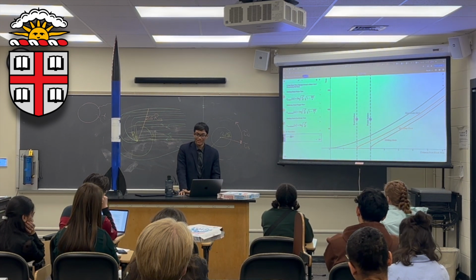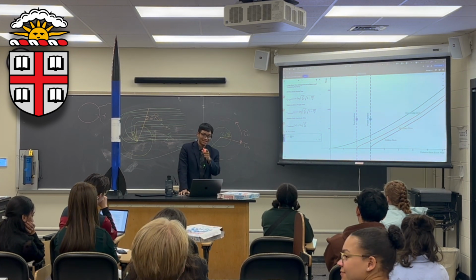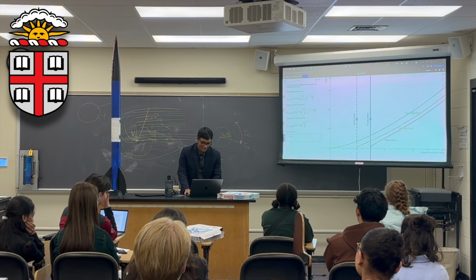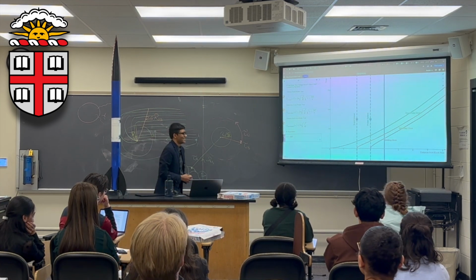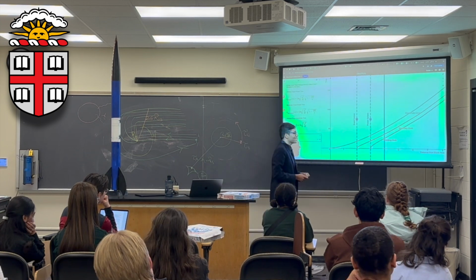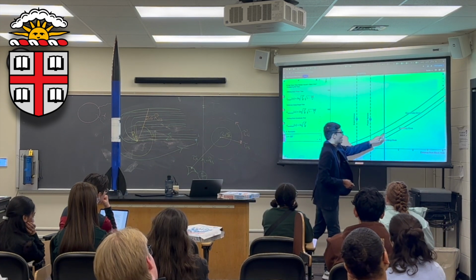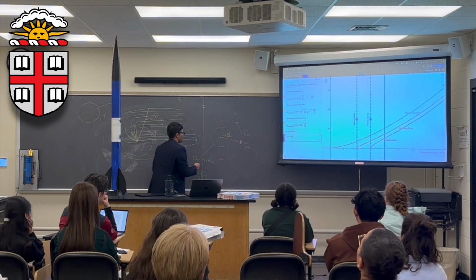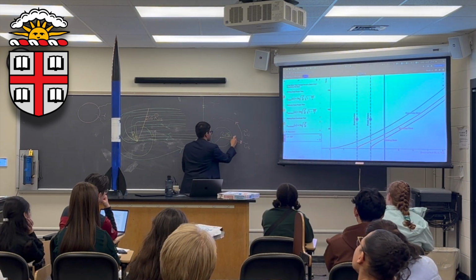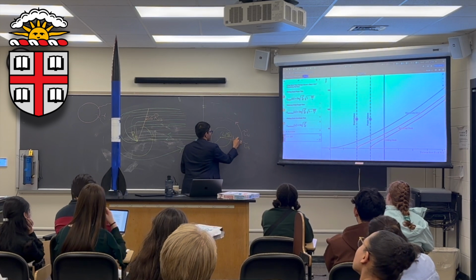Does anyone have a favorite number from 0 to 5? Zain? 3. 3, okay, that is a good, maybe, okay, 4. Nice, okay, thank you.